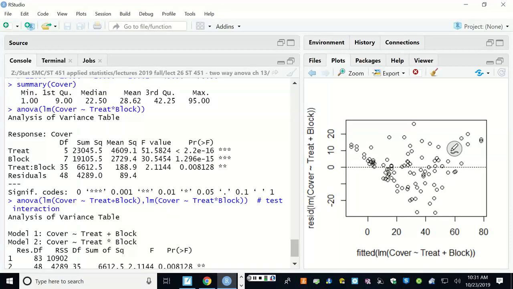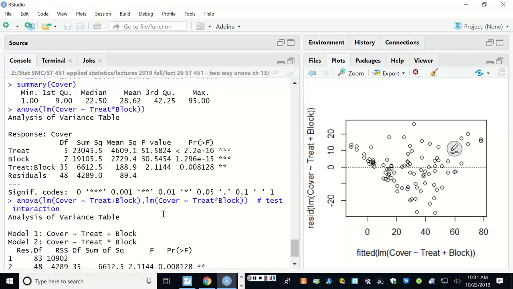And it appears there is a significant interaction between treatment and blocks. In some blocks, some treatments have a big effect. It's just variable, right?